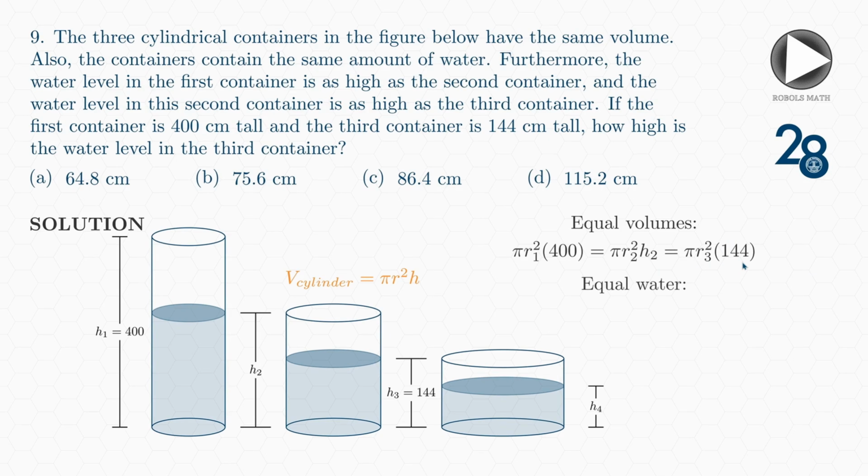They have equal water, so we will use h sub 2 as the height of this one. It's like another cylinder right here. So it's pi times r1 squared times h sub 2. This is pi r2 squared times 144, and then the third one is pi r3 squared times h sub 4. Okay?